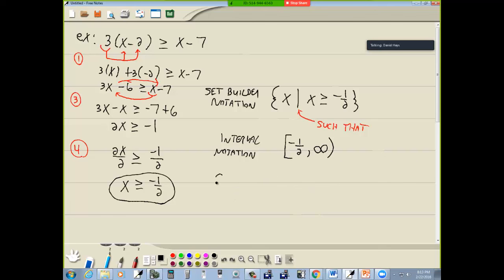And there's a graph also. The graph is very easy if you got interval notation. Bracket on -1/2, bracket on -1/2. And you shade whichever way it's opening. It's open to the right, so I shade to the right. And that would be our graph.